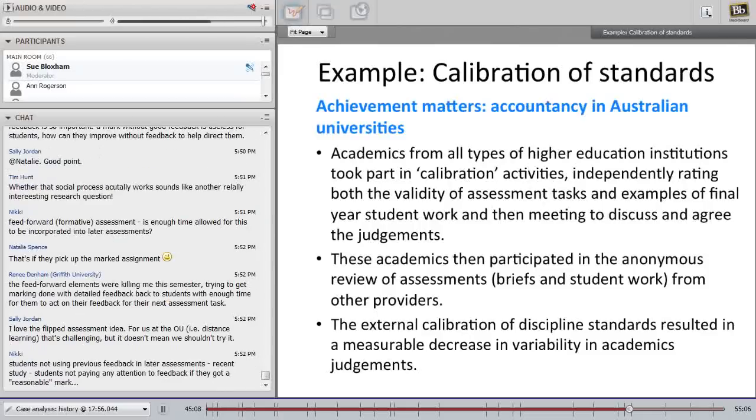So we do have some evidence. We need a lot more evidence. We need to spend a lot more time on this in order to really test out whether this is a better use of our time than spending a lot of time with assessment criteria.